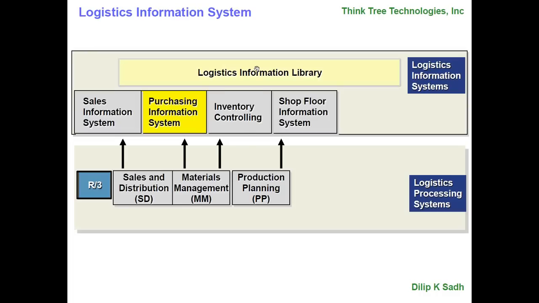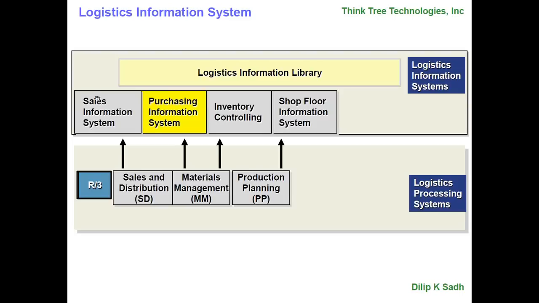In SAP, we have something called the Logistics Information System, or LIS. LIS is SAP ECC ERP's own reporting tool. In LIS, we have a sales information system, which provides sales reporting. We have a purchasing information system, which provides the reporting for purchasing. We have inventory controlling, which provides the information or reporting for inventory. And we have the shop floor information system, which provides the reporting for the shop floor and production planning.